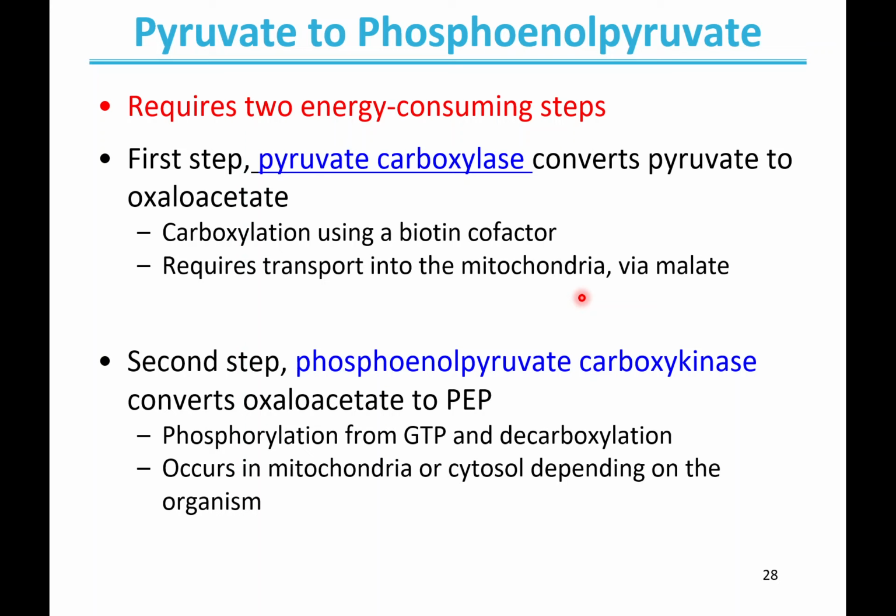Okay. If we look at the first step of gluconeogenesis, it's pyruvate to phosphoenolpyruvate, PEP. This requires two steps, and they're both energy consuming. The first step, an enzyme called pyruvate carboxylase converts pyruvate to oxaloacetate. This carboxylation is done using a biotin cofactor, which is similar to the TPP cofactor that we talked about in ethanol fermentation. But you're doing the opposite. Instead of taking off a CO2, you're putting a CO2 on. And again, this requires transport into the mitochondria.